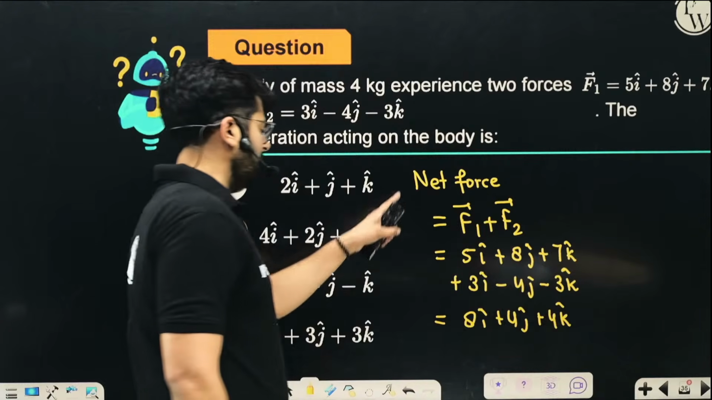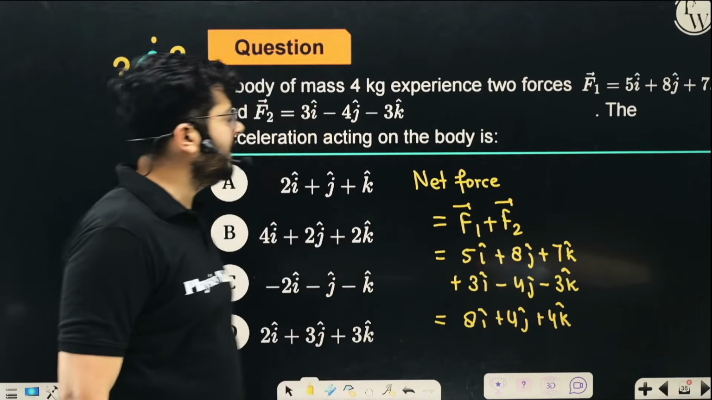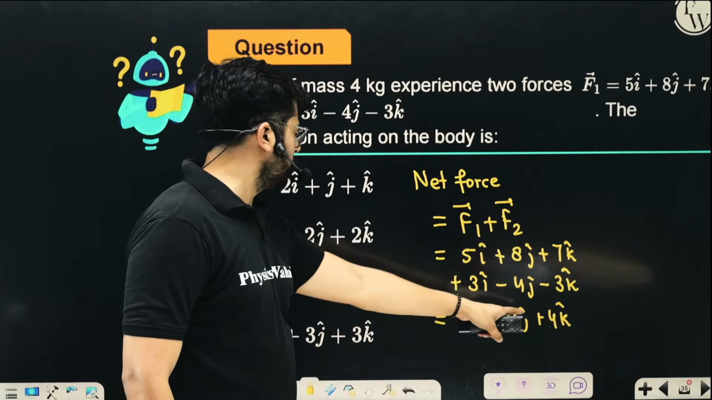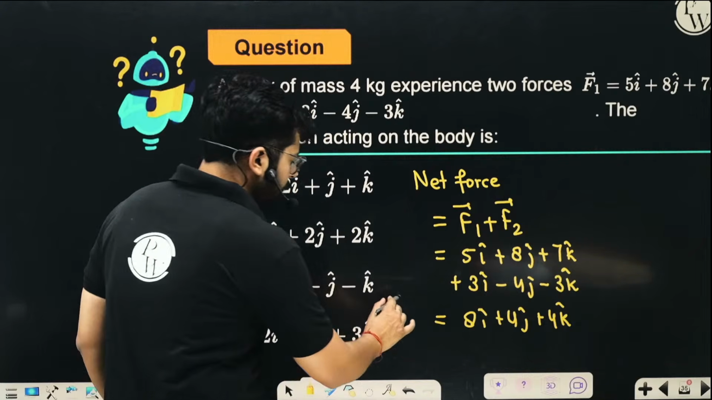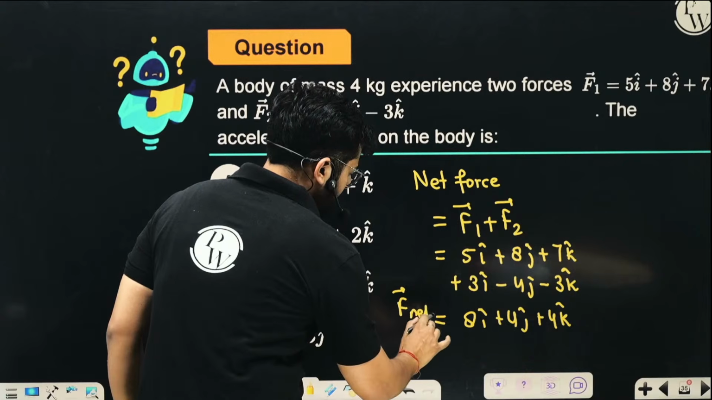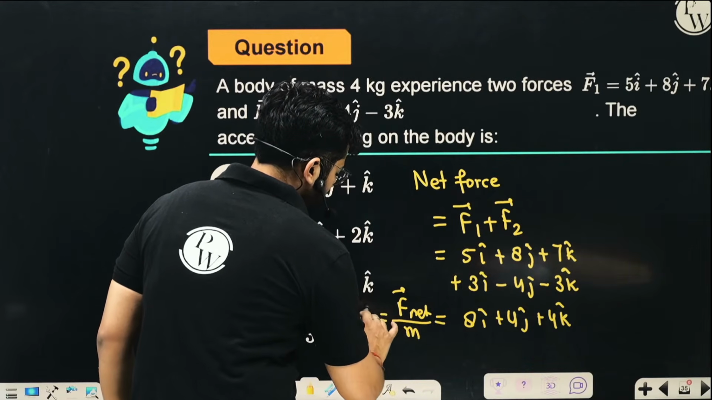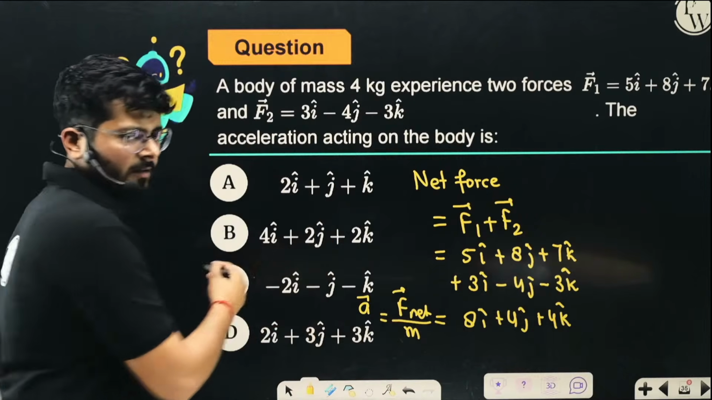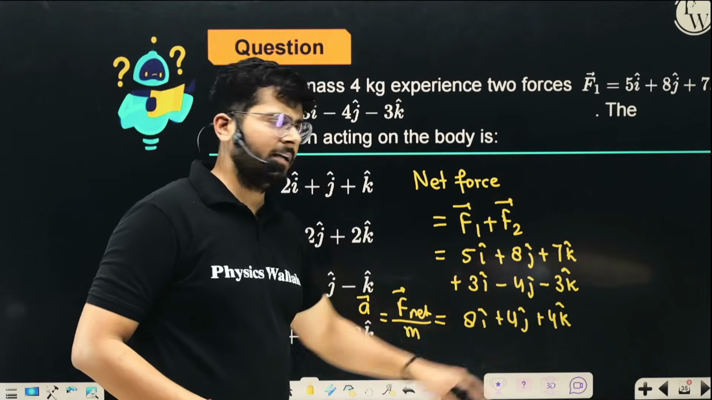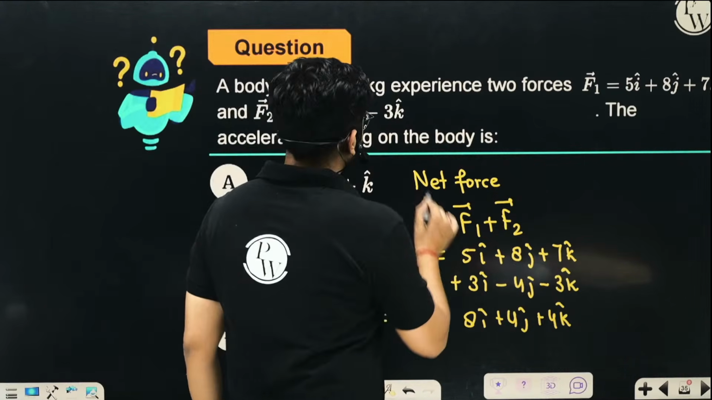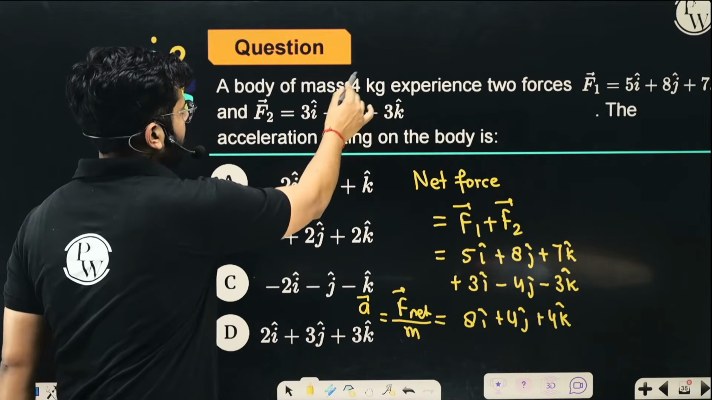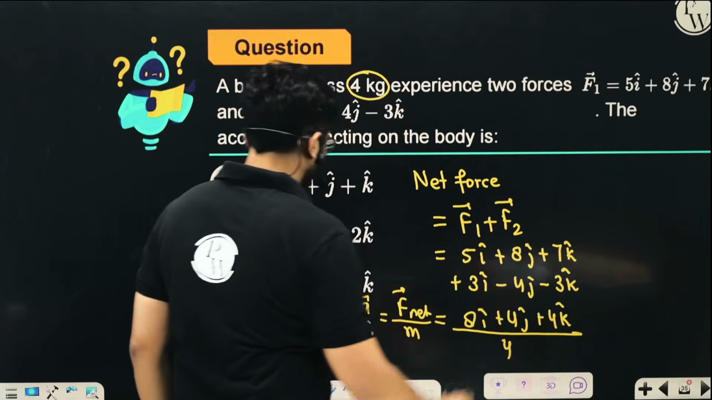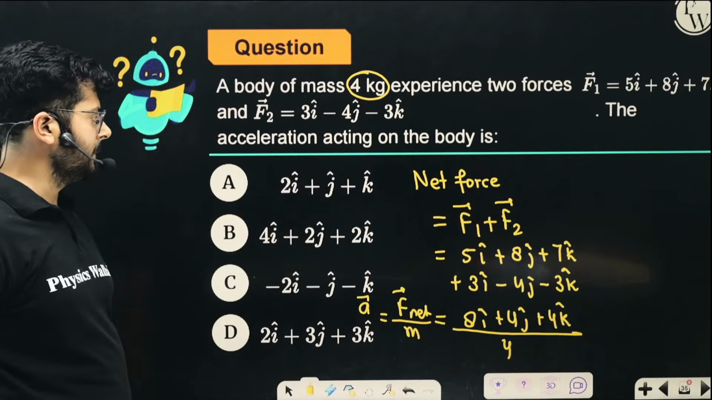Once you know this is the net force acting on the body, the acceleration of the body will be decided by the net force. So the net force divided by the mass will be the net acceleration. Because the answer is in the vector format, you can directly divide the whole thing by the mass, which is 4 kilograms. So divide the whole thing by 4. So it is 2i, 1j and 1k, which is option A.